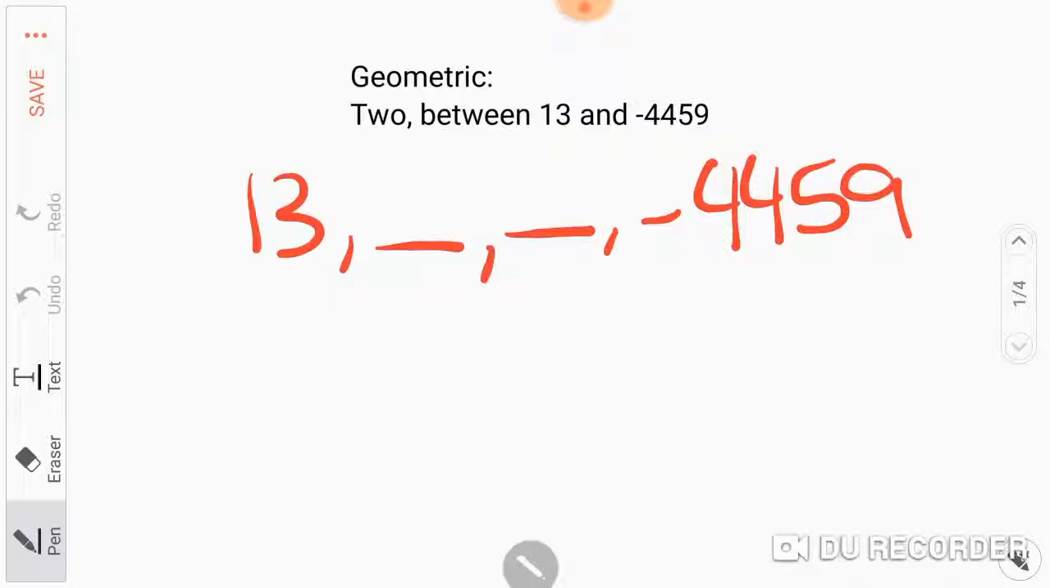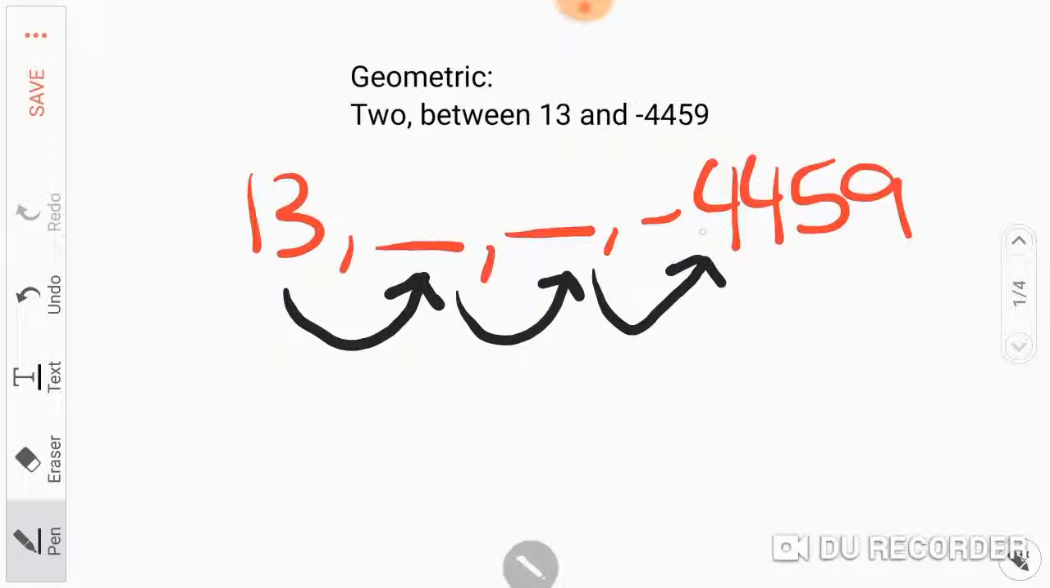So first thing we need to know is that when we're using our common ratio in geometric, we use that to multiply from the first number to the second, then the second to the third, then the third to the fourth in this case. So we use that 3 times.